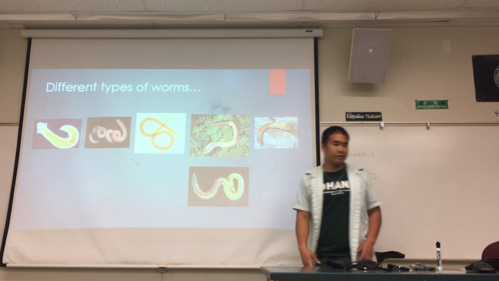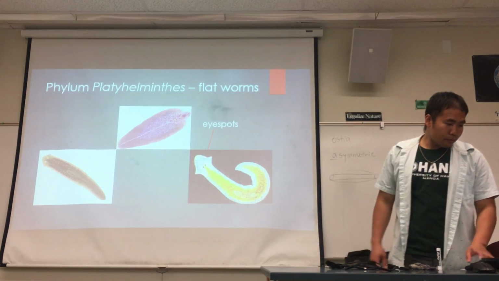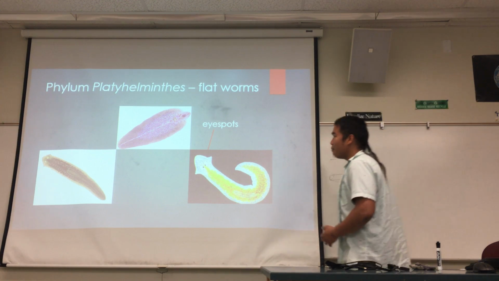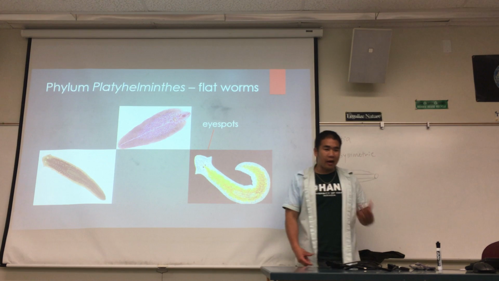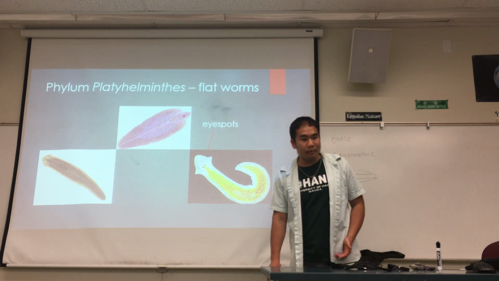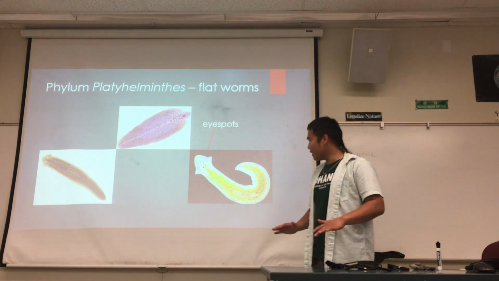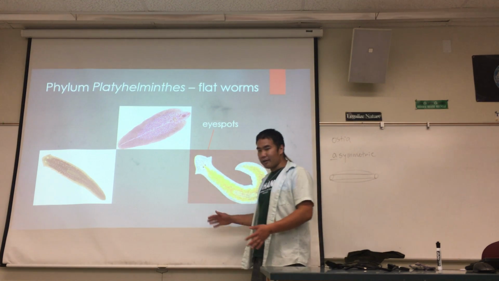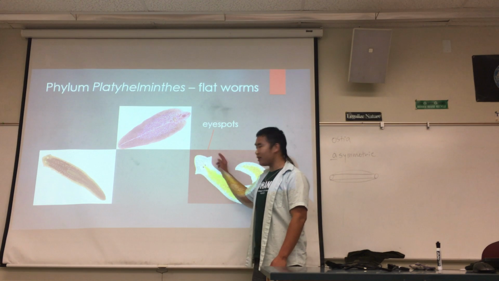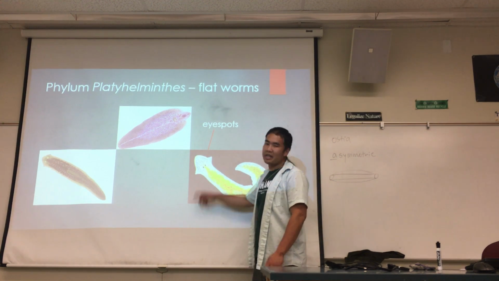Starting with the one on the left. The one on the left, that's a flatworm, right? Platyhelminthes. Platyhelminthes is the phylum known as flatworms, right? So these worms are flat, and you can tell them apart from other ones. Well, first of all, they're flat. But second of all, in their head region, they got what looks like eyes, right?